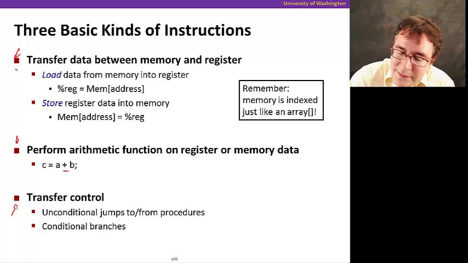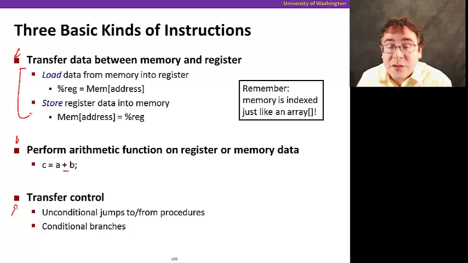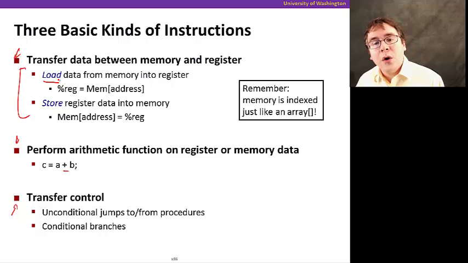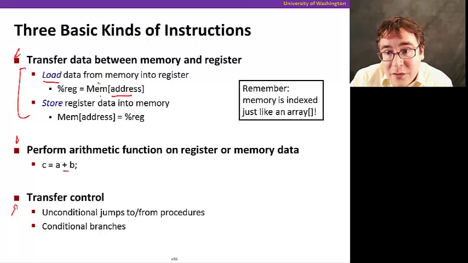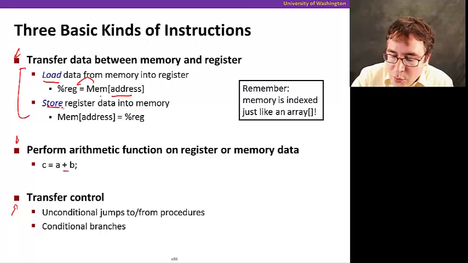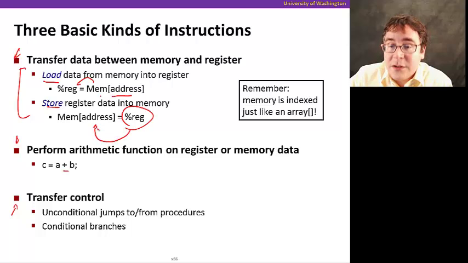What we're going to see now is instructions that move data between registers and memory. There are two basic types of instructions. One is called a load. A load takes an address as a parameter, goes to memory, gets the data stored in that address, and puts it into the register. A store does the opposite. A store takes a register as a parameter as well, and also an address, and takes the data of the register and stores it in the specified memory address.